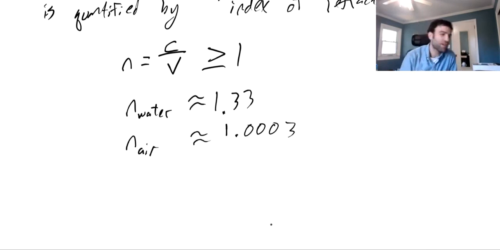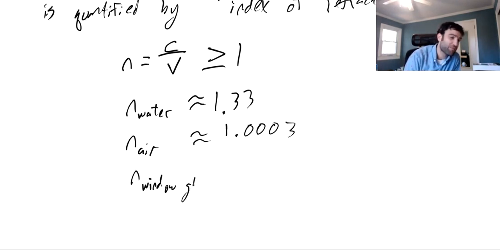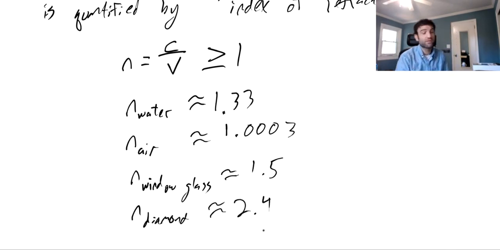And we could keep writing down these things for other transparent materials. So for instance, the index of refraction for window glass, I think that's about 1.5, 1.5-ish. And the index of refraction for, say, something like a diamond is like 2.4, give or take, right? So light traveling through a diamond goes 2.4 times slower than light traveling through the vacuum of space, and basically 2.4 times slower than through air, and so on.